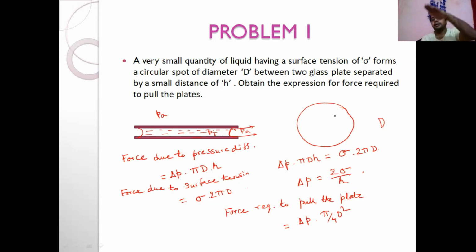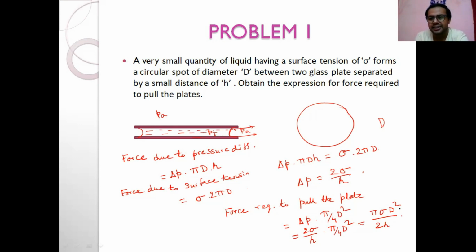Because you want to separate the plate. Now the Pi is acting on the surface and Pa is acting in this way because of this surface, so pi d square, the surplus part. That's why pi by 4 d square is coming. So delta P is already 2 sigma by h, into pi by 4 d square. Hence you are getting pi sigma d square by 2h. That much force you have to give to pull the plate. That is one problem.